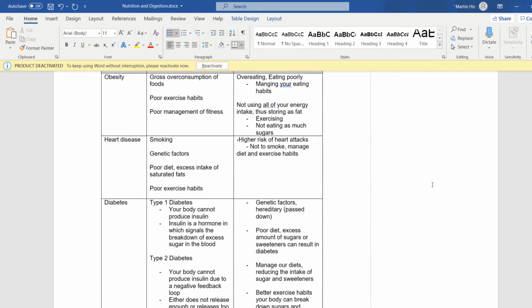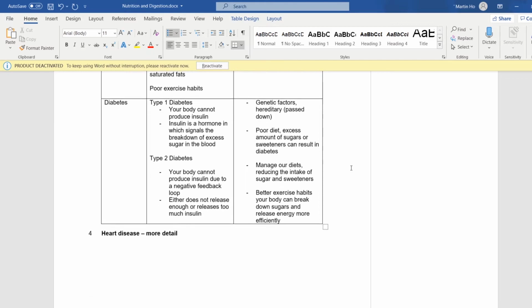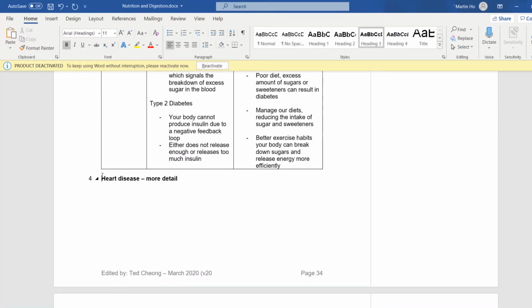So something to keep in mind here is, out of the three main diseases which are caused by excess or overconsumption leading to malnutrition, exercise and managing your eating habits are your two primary ways to combat them. So moving forward, we're going to look at heart disease in a little bit more detail.